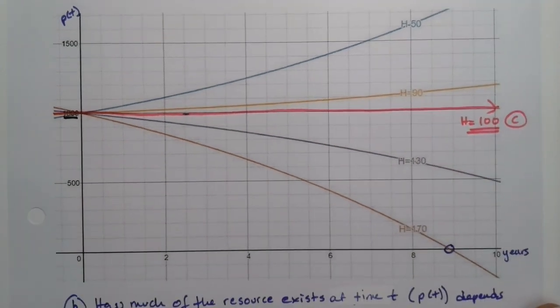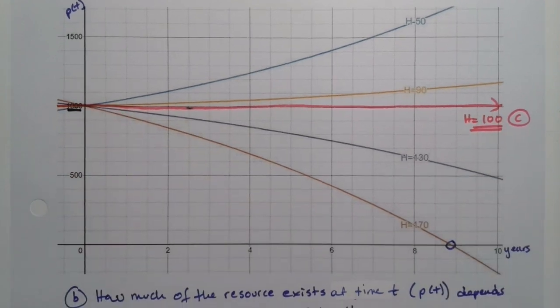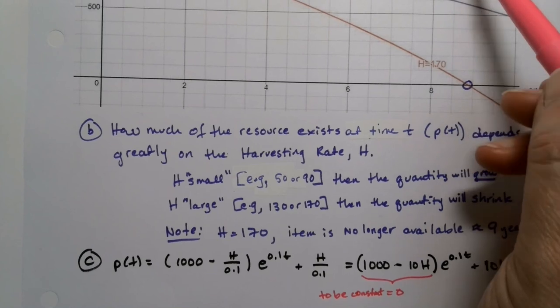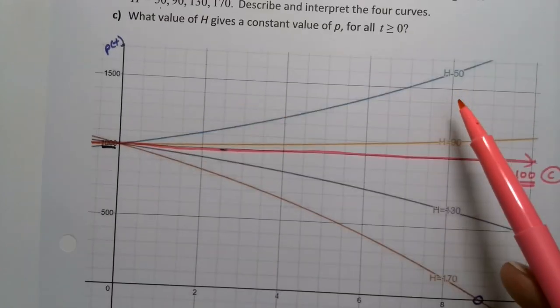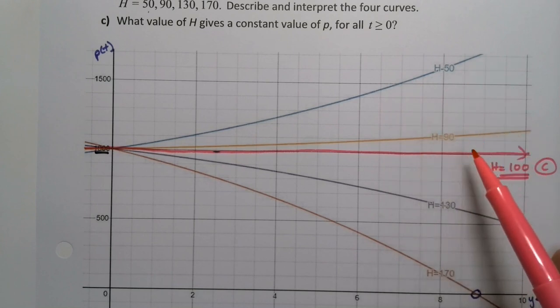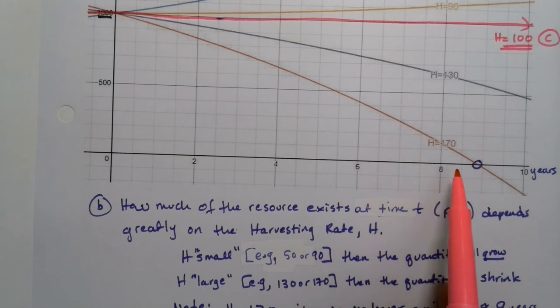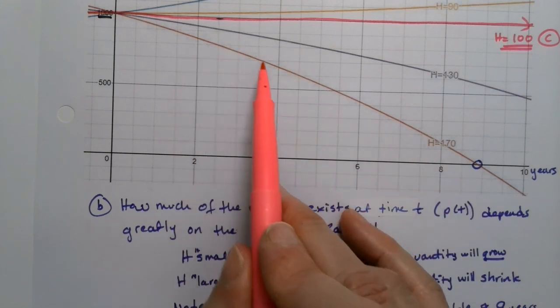So for part C, we figured out if H is equal to 100, it keeps it constant. And of course, you can see the farther away you are from 100 down here, as 50, it grows quite a bit. If it's 90, which is close to 100, it's really kind of flat. 170, which is far away from 100, makes the population plummet.